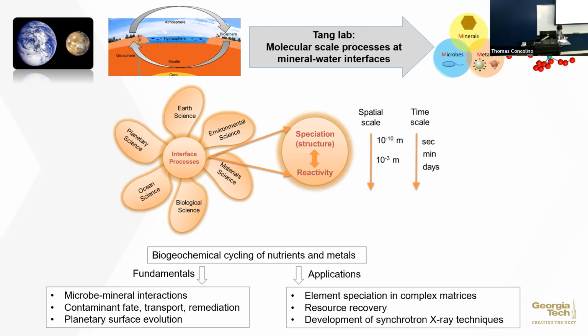We go from the bottom-up approach. We look at the very small spatial and time scale, and then try to use the information that we learned about these chemical processes, their kinetics and their mechanisms, to extrapolate to larger scale processes and explain what might happen in natural or engineered environments. So what we focus on is the biogeochemical cycling of elements, such as nutrients and metals, critical metals, as what I will be talking about today.